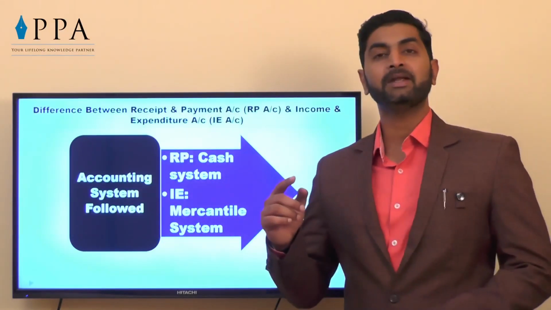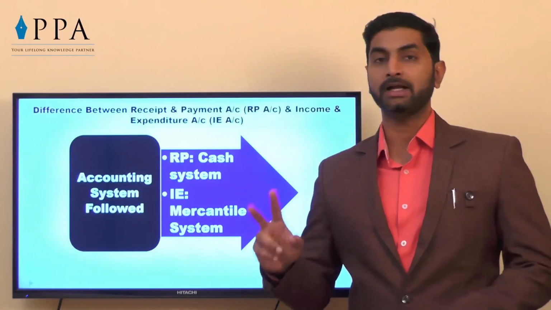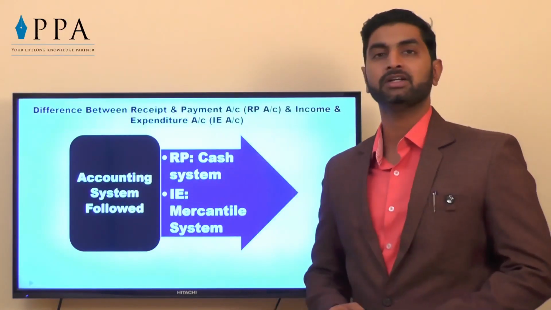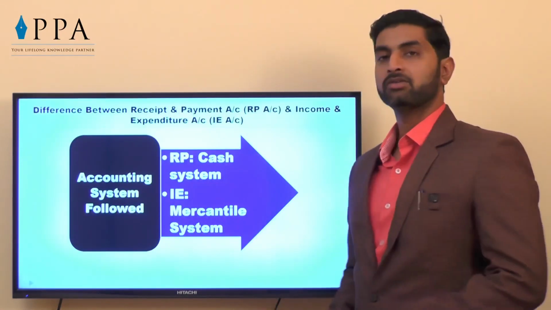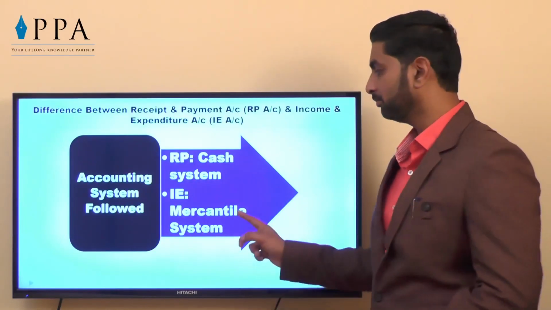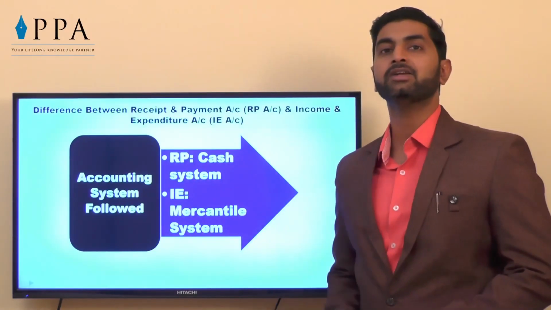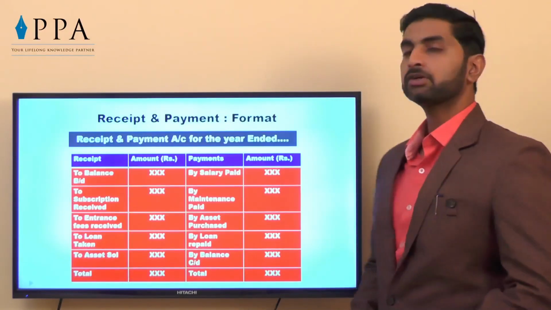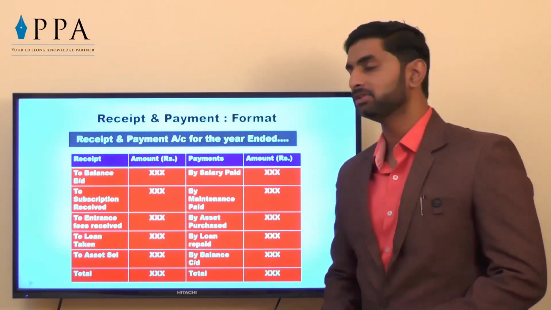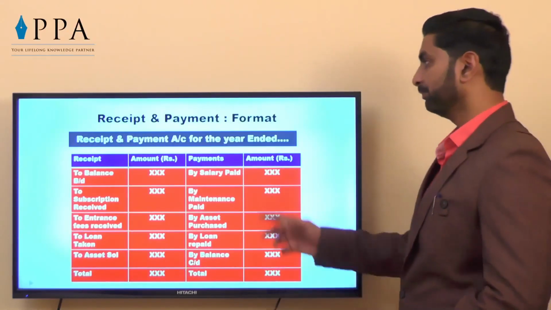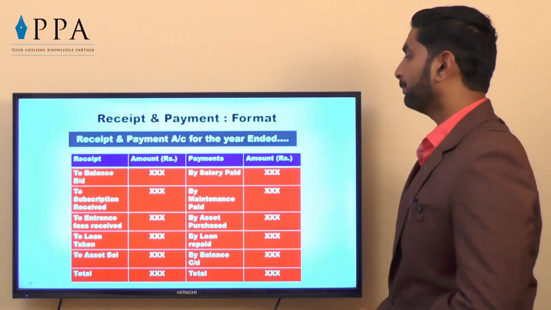For example, if I paid salary of 10,000 and 2,000 is yet to be paid for current year, RP account will record 10,000 only, IE account will record 10,000 paid plus 2,000 payable, 12,000. Mercantile system or accrual system of accounting. So after going through the distinction between these two, let's see what is the format of RP account and IE account. This is the format of RP account.